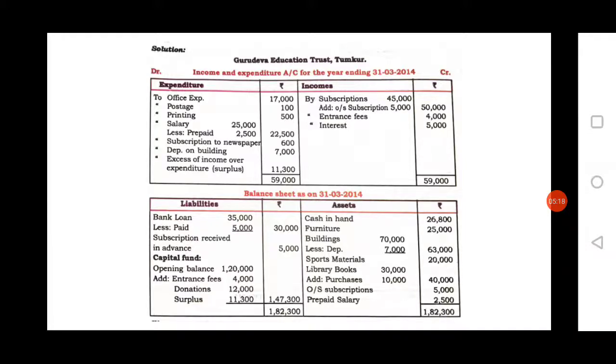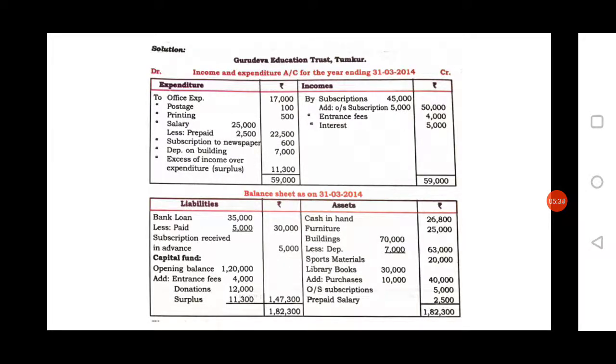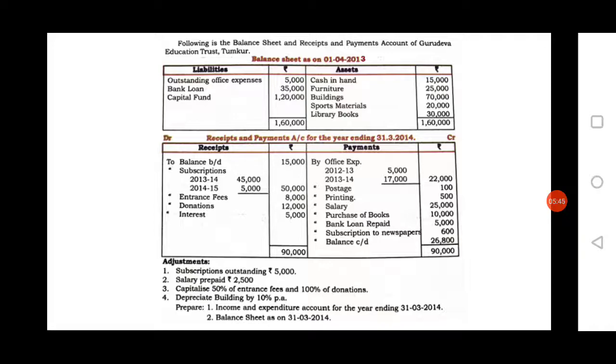In the adjustment they have given subscription outstanding rupees 5,000. Outstanding means not yet paid. That is the current year subscription outstanding. Therefore, for the current year's book value of subscription 45,000, you have to add outstanding subscription 5,000, then you will get 50,000. Then the next item in the receipt side they have given entrance fees 8,000, related adjustment.